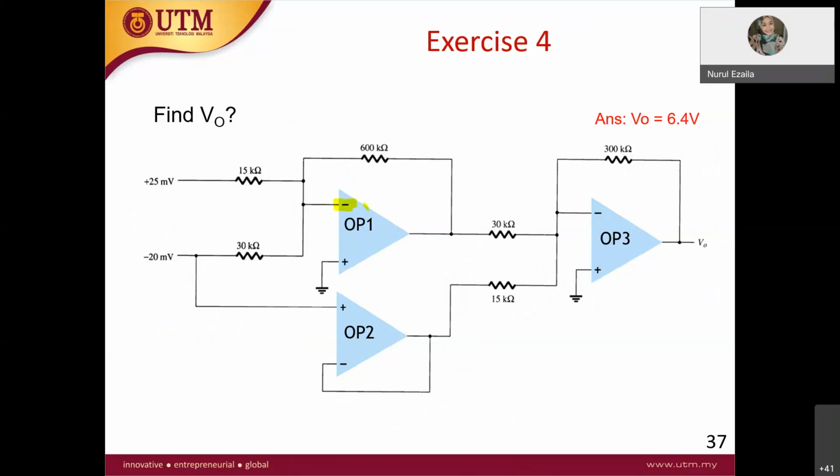Summing, inverting. Correct. Okay, op-amp 2, unity. Summing, inverting. Don't be lazy to write. Summing, inverting. Unity. The third one? Summing, inverting. Again, summing.